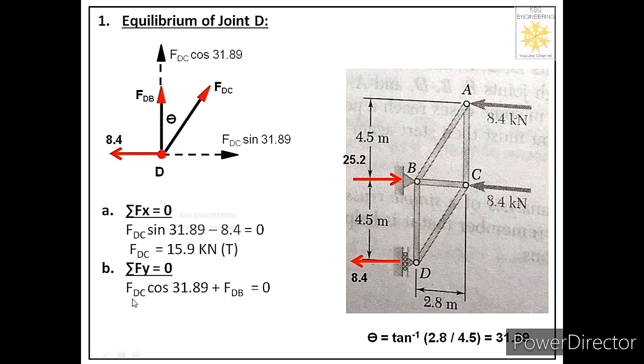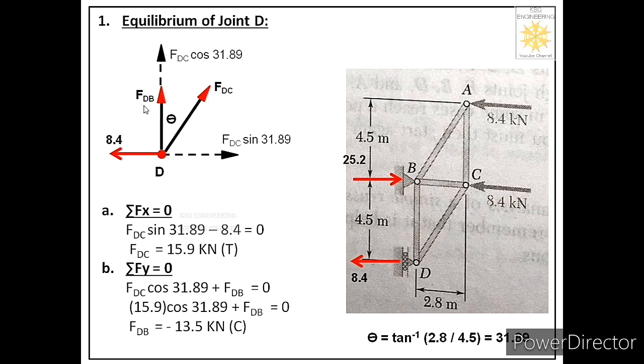We have found the value of FDC in the above equation and it is 15.9. So let us put that value in this equation and we can get the value of FDB. So the value of FDB is equal to minus 13.5. So this is a negative value. What this negative sign tells us is that whatever direction we considered for FDB at the start is not correct, so we have to reverse that direction.